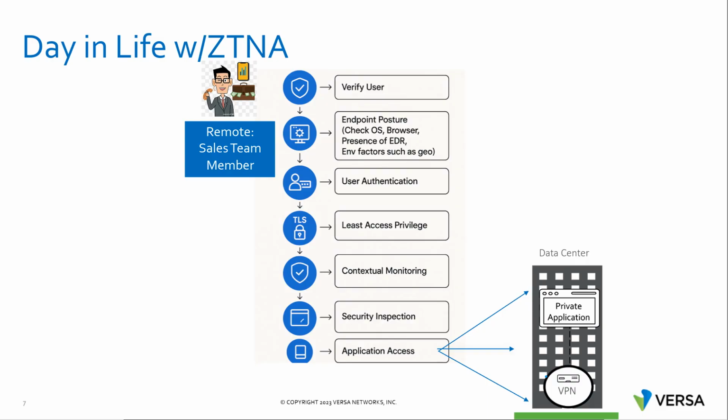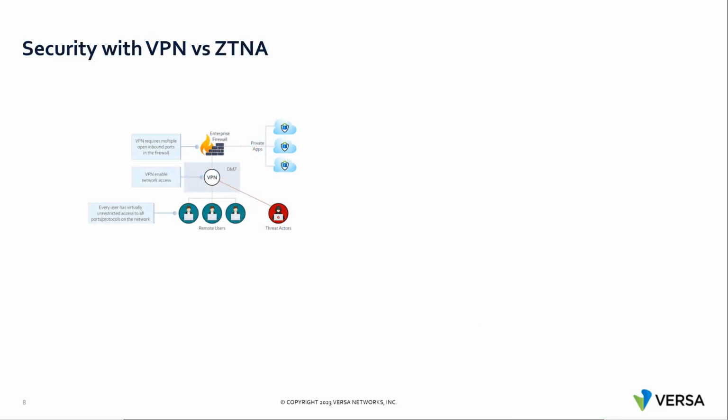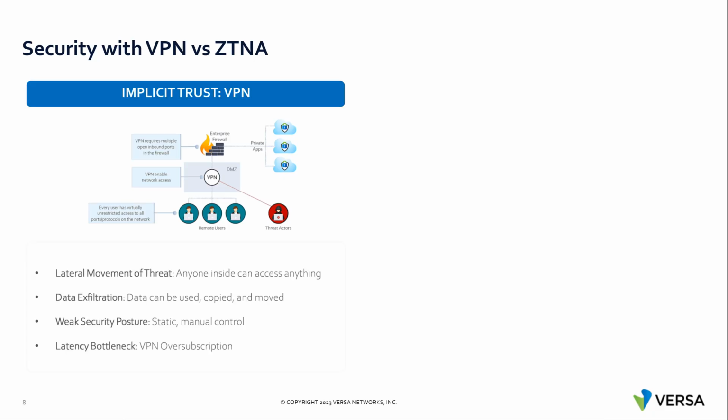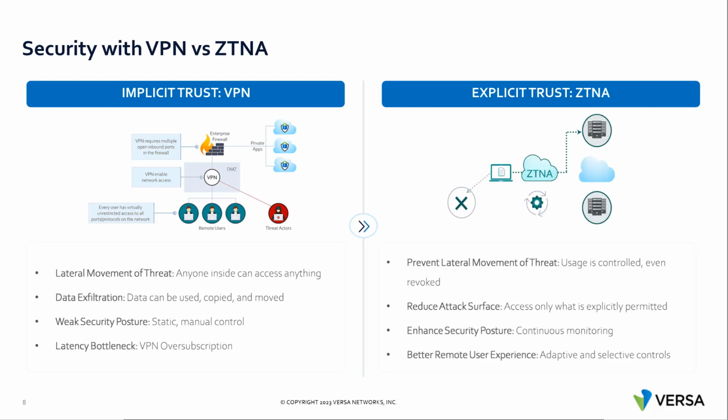It's basically default denied by the nature of zero trust. And then you get contextual monitoring, then security inspection, and application access. So application access, happening in the third or fourth bullet, basically happens at the very last with ZTNA, and that's what makes it easier to manage. So the basic difference, if you look at this situation, is that VPN creates implicit trust.